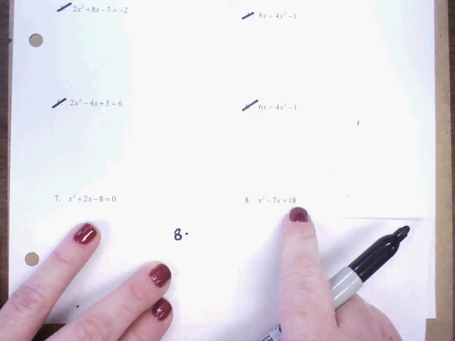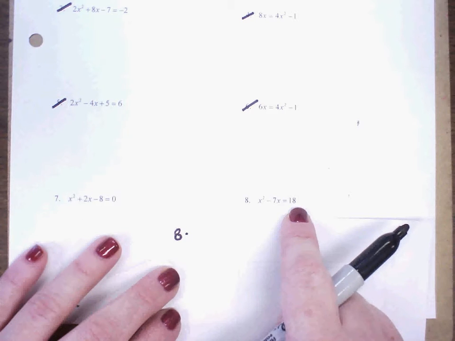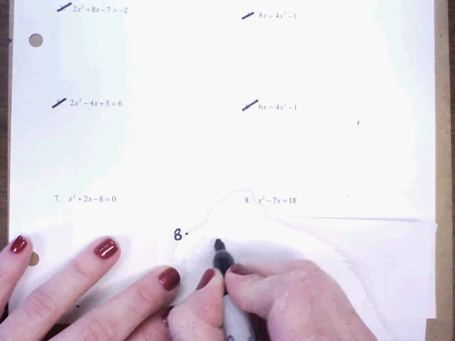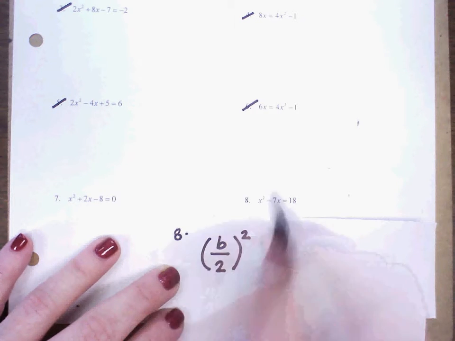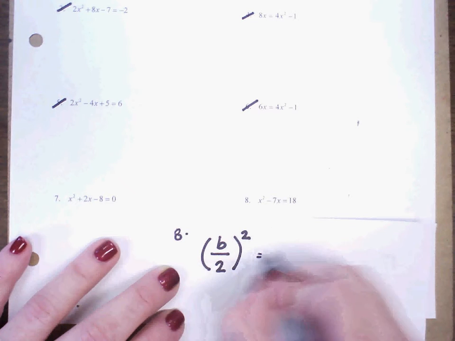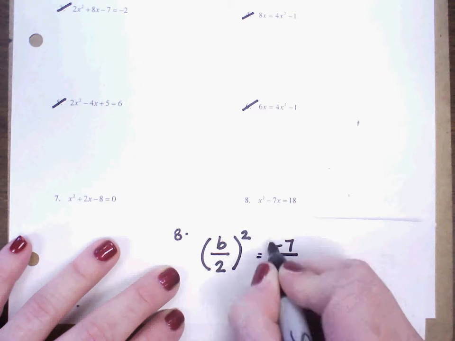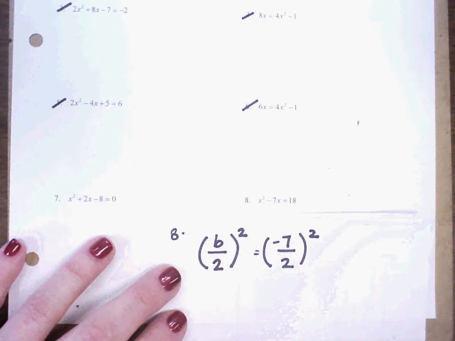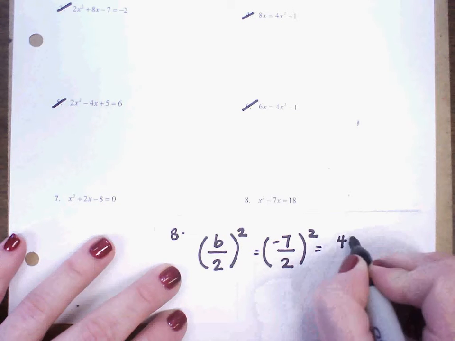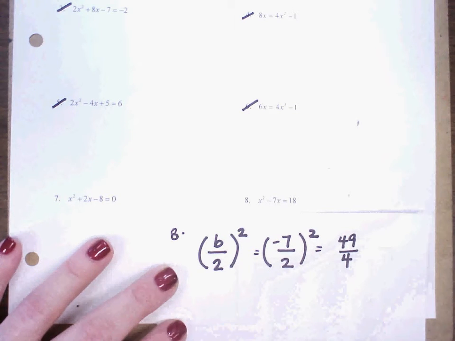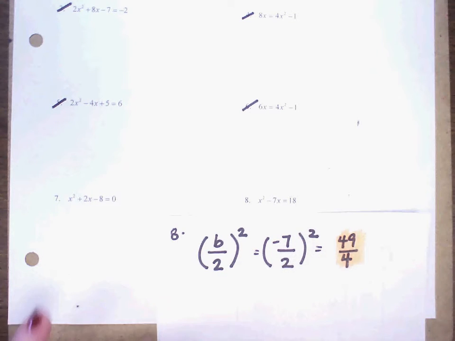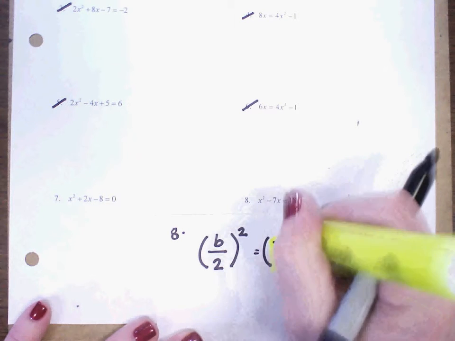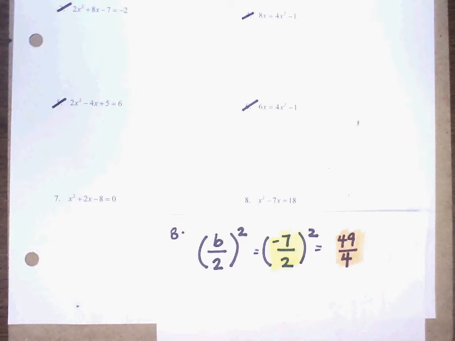All right, let's do number 8. It's already the way that I want it, right? Yay? All right, so this would be, I need to find B. I'm sorry, I need to find C, right? What I'm going to add? B is negative 7. All right, so that would be 49 over 4, right? This is the number that I'm going to add. That's the number that I'm going to use to factor.